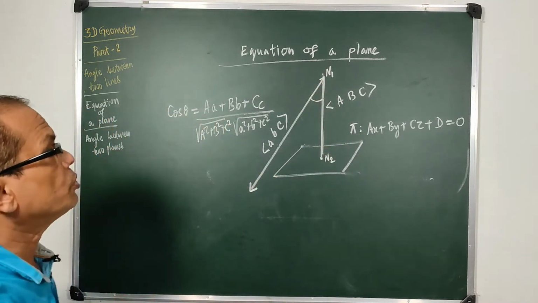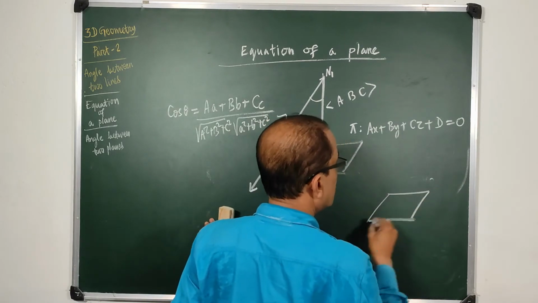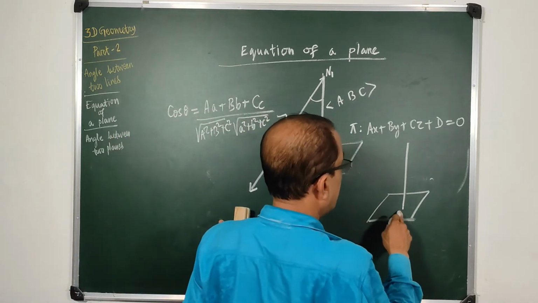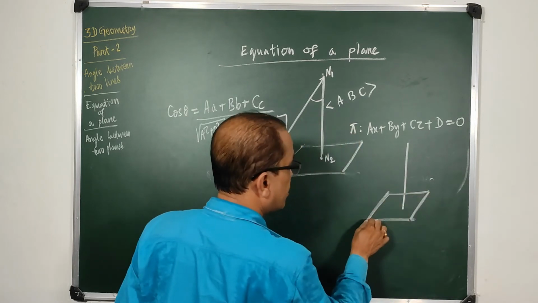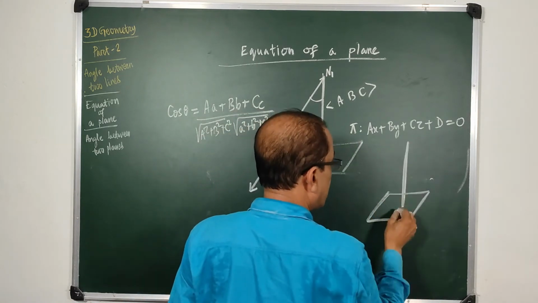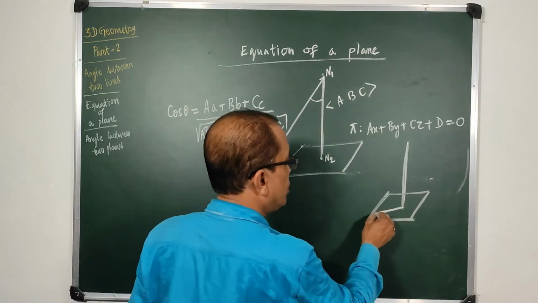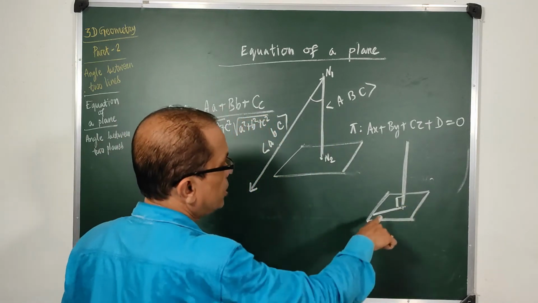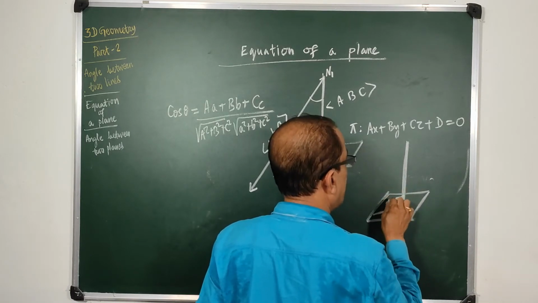But this is not the angle between the line and a plane. If there is a plane like this and you have a normal here, and suppose you want to find the angle between a line and a plane. Suppose I take a line existing on the plane. This line and the normal have 90 degrees between them, they are perpendicular. So this is not the angle between a plane and a line, this is already known, it is pi by 2.